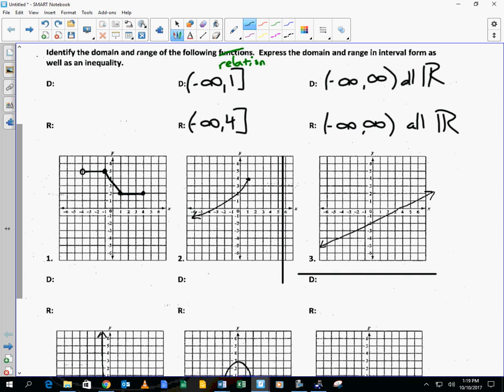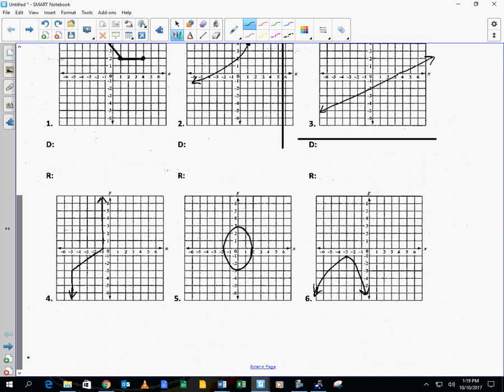If you'd like to write an inequality instead for this, you could say y is going to be less than or equal to 4, or x is going to be less than or equal to 1. So you could do an inequality as well. There's different ways to express it. We've already tested on that stuff. You guys know the difference.